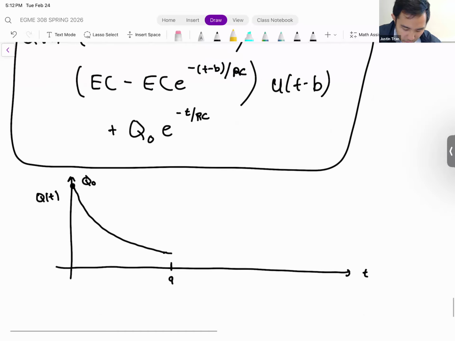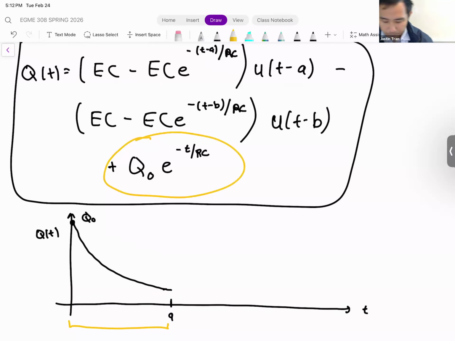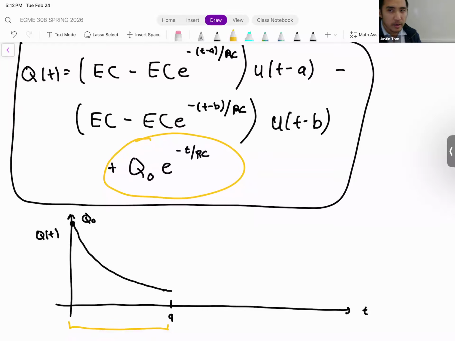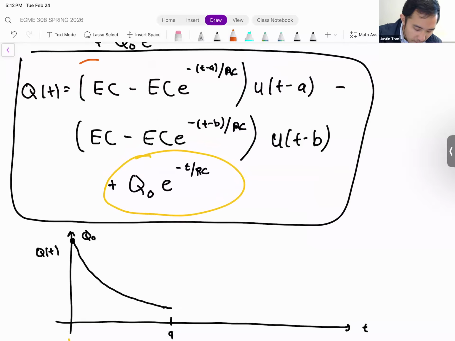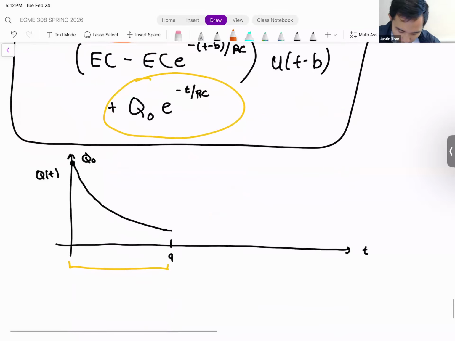So this section of the graph here corresponds to just this section. Because we haven't connected the battery yet, if you look at the other components, the u of t minus a, u of t minus b, those contributions are not even active at this point. So that means we're only considering that part. And then when t is equal to a, this is when the battery gets connected. And so the nature of our function shifts. So right here, battery connected.